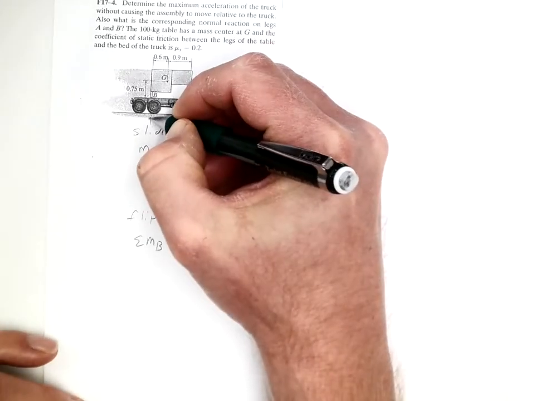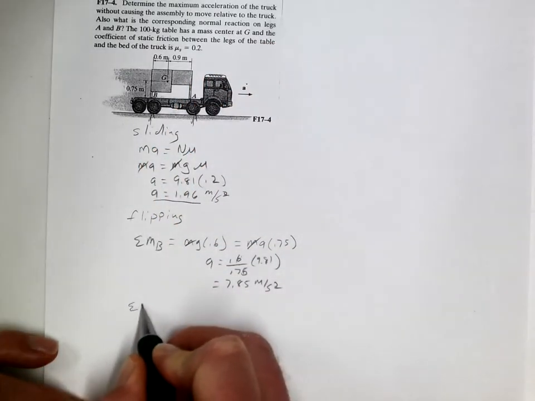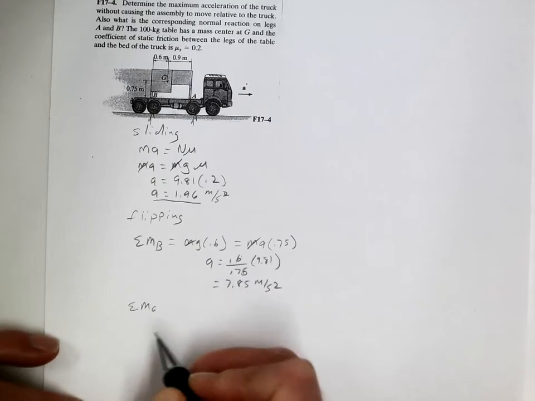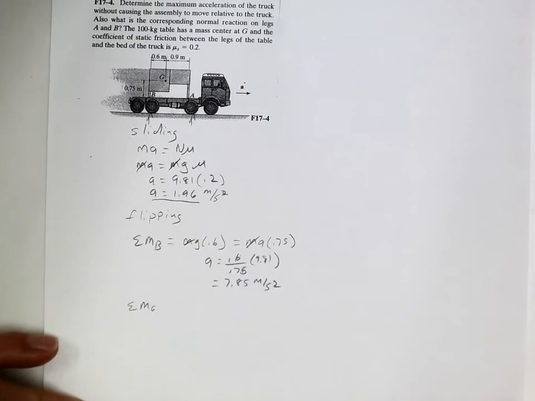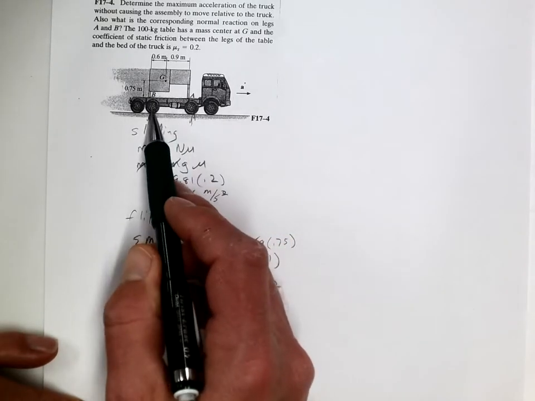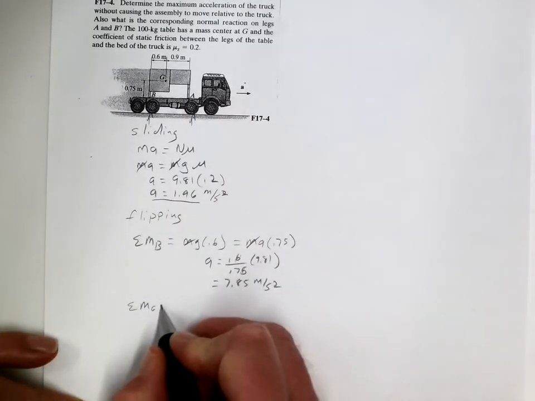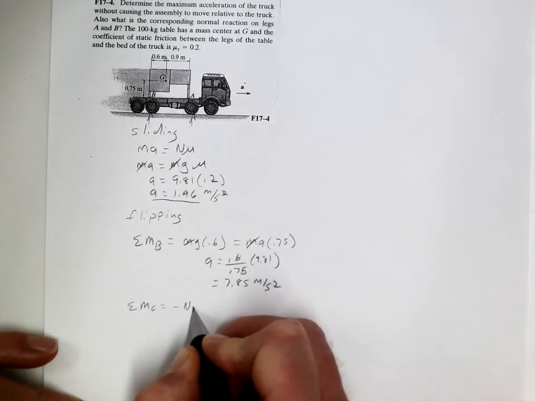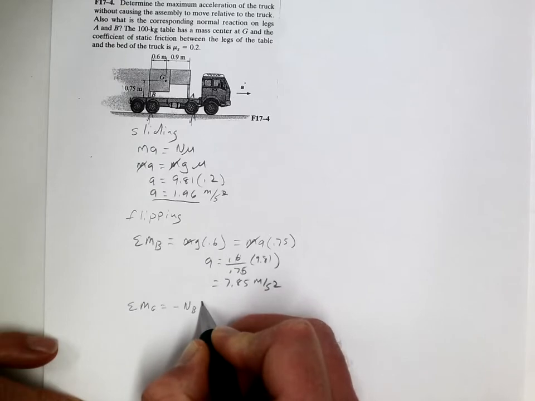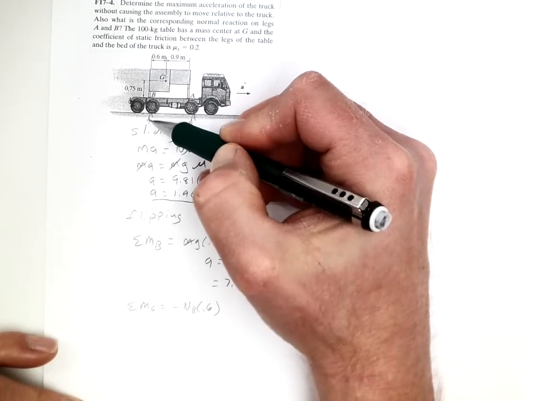So let's sum the moments about G to find the normal forces at A and B. So we've got normal at B and normal at A. And I'm going to sum the moments about G. Okay, so if I sum it about G, the normal at B is causing a negative moment times 0.6. So there's our distance, normal at B.